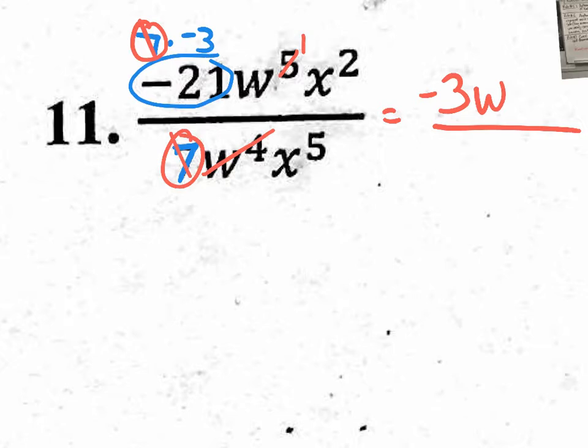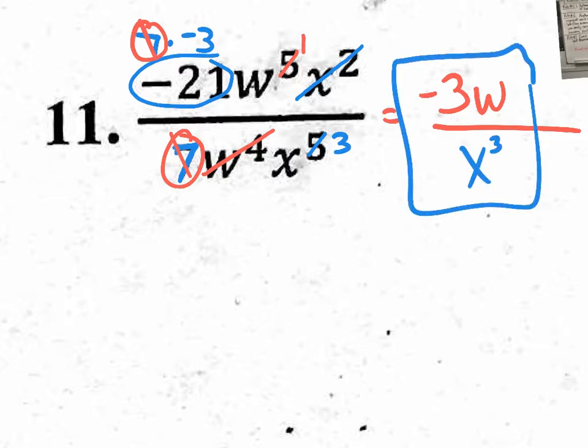And how about the x's? You have 2 x's up on top, all these 2 x's completely disappear with 2 of the 5. And how many are left? There's 3 left. And where are they left? On the bottom. So you really have the x to the third left over on the bottom. So this is the answer right here, negative 3w over x to the third.